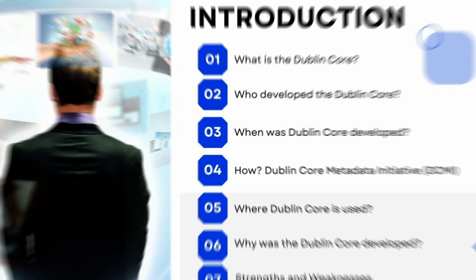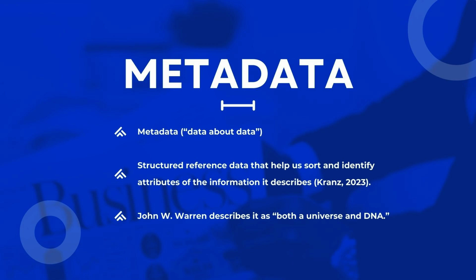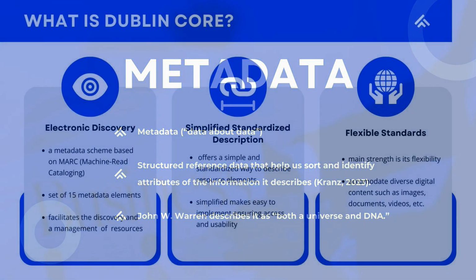Now let's get started. Before we go into the details about the Dublin Core, it's important to understand the meaning of metadata. So just what is metadata? Well, metadata has been defined as data about data. It's basically structured reference data that helps us sort and identify attributes of the information it describes. John W. Warren describes it as both a universe and a DNA. So the Dublin Core is a metadata schema.